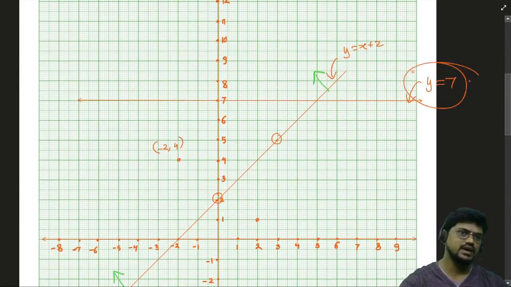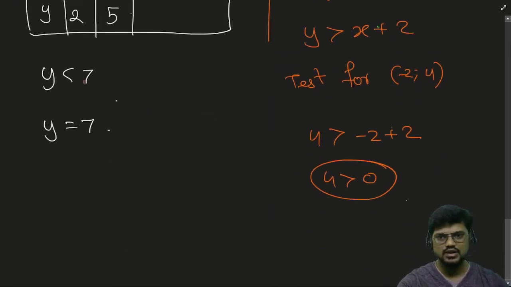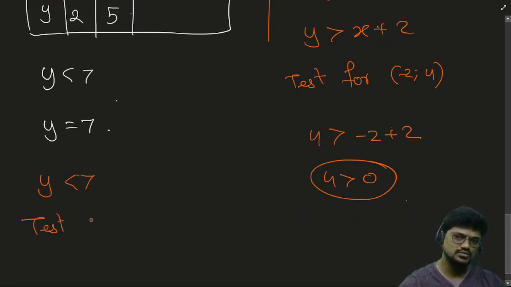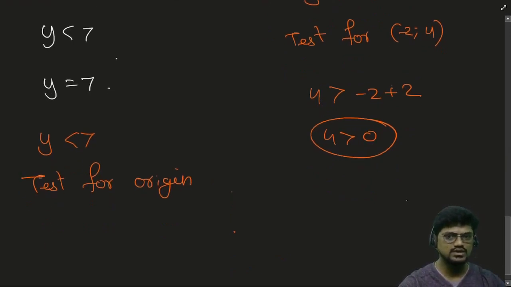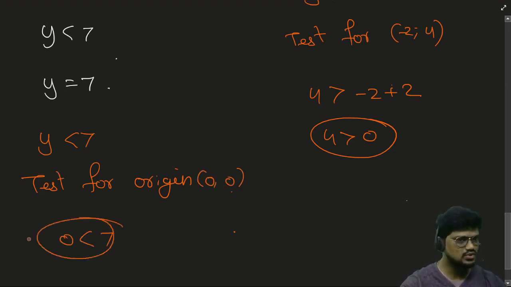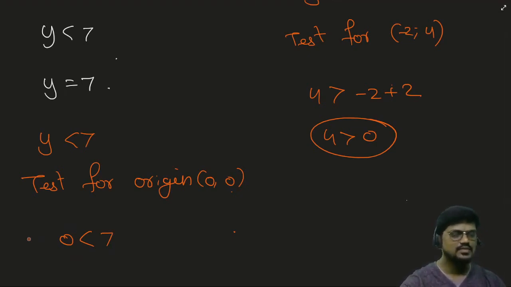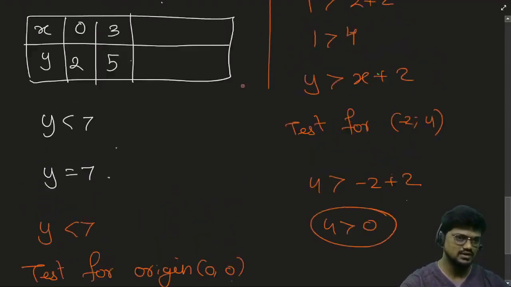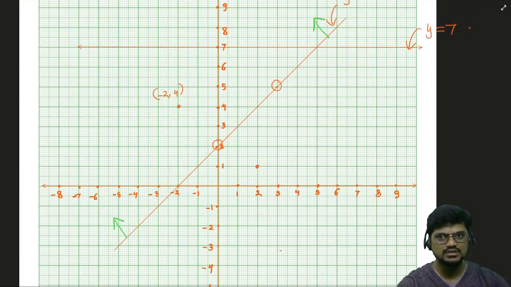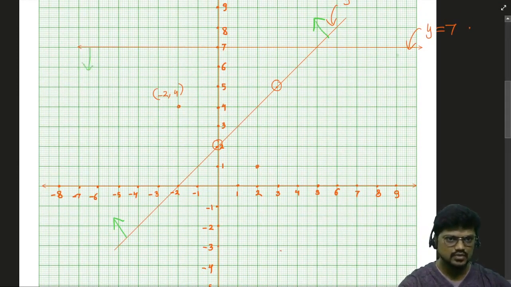After that, for y is equal to 7, it was y is less than 7, right? You can check for any point. You can test for origin also, that is 0 comma 0. So 0 is less than 7. This condition is true. So the origin's condition is true. If it is true, then what can we say? That the origin will lie in the feasible region. That means your feasible region will be below the line. Got it?